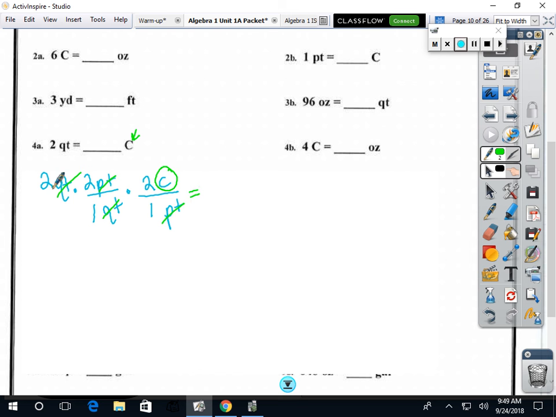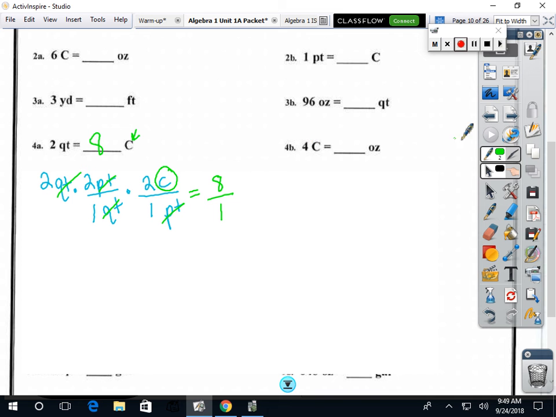And then in the top, we have 2 times 2 times 2, which is 8. In the bottom, you just have 1 times 1, which is 1. So 2 quarts equals 8 cups. Which makes complete sense because it says on our paper, or maybe it doesn't. I thought it said 1 quart was 4 cups, but it doesn't say that anywhere.